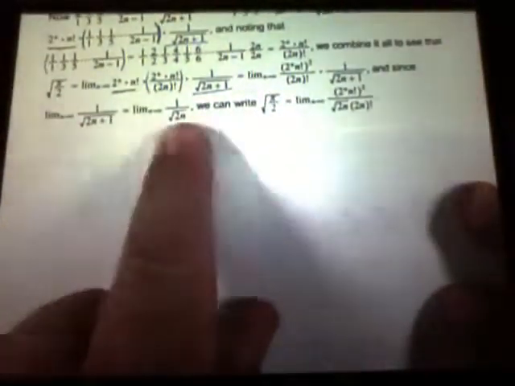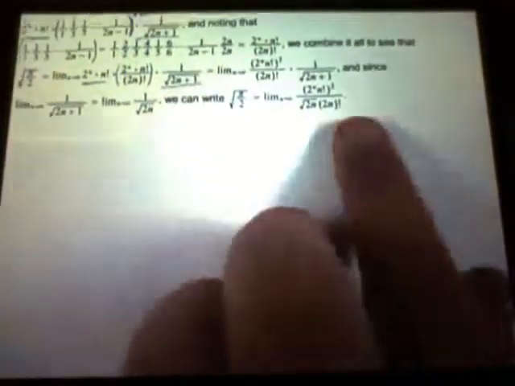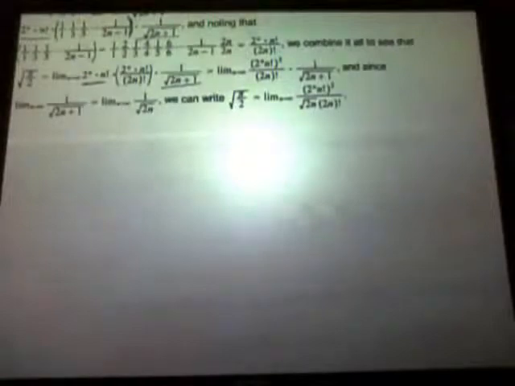So if we combine it, we have the 2 to the n factorial, what's in the parentheses became this, and then you have the 1 over root 2n plus 1. So the square root of pi over 2 is the limit as n approaches infinity of all of this mashed up together. And since the limit as n approaches infinity of 1 over root 2n plus 1 behaves like 1 over root 2n, we can write this without the root 2n plus 1, just transfer. Okay?